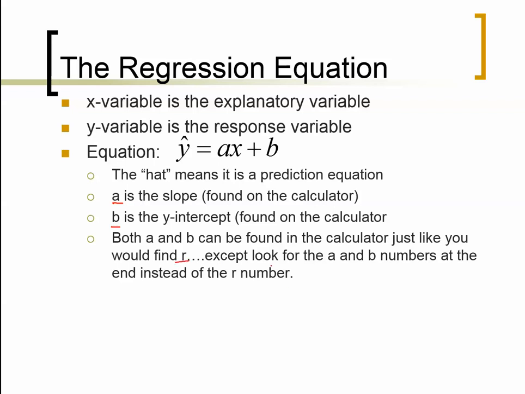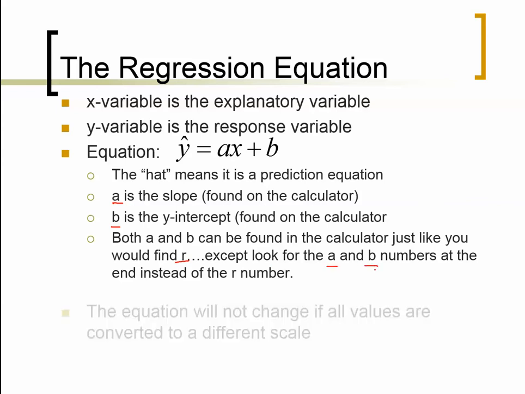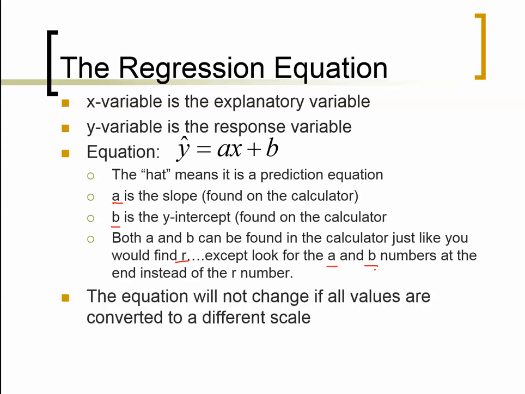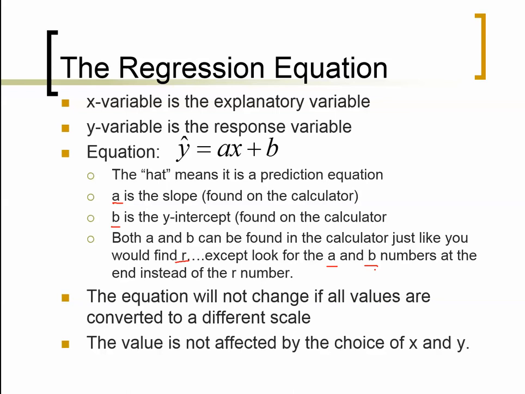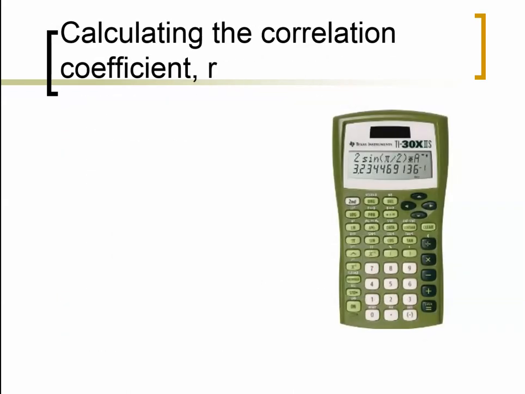Okay, so if you looked at the previous lesson on correlation, I showed you how to enter in the data and find R, which is the correlation coefficient. Next to R, you're going to see A and B. The equation does not change even if we convert the values in our original data set to a different scale. The value is also not affected by the choice of x and y. So this is just a review of how we enter the data in to find R, and this is also going to show you how to find A and B.